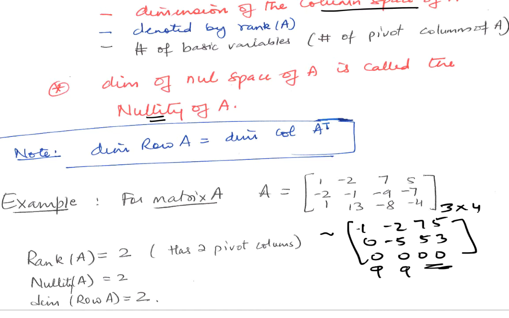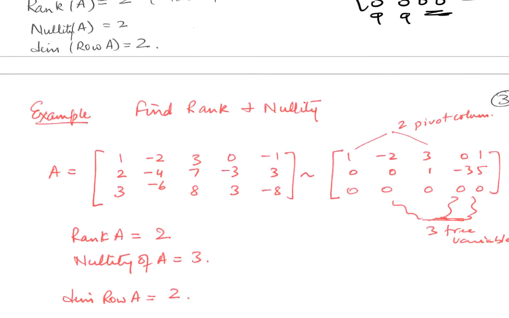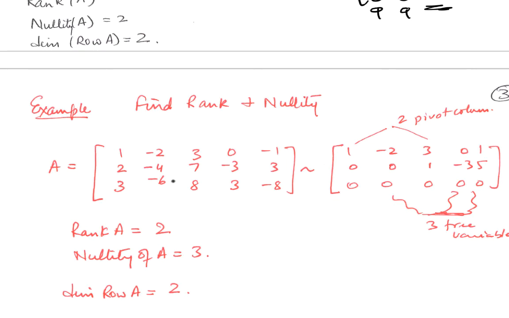Okay, let's look at another example to get a little idea of how to do these problems. So I have this matrix A, which is 3 by 5. Now when you apply the algorithm, we get this kind of a matrix. In this one, there are 2 pivot columns. The first and the third are the pivot columns. That means the rank of A is 2, which also automatically becomes the dimension of the row space of A, because remember, it has only 2 non-zero rows in the echelon form. Now, what is the nullity of A? How many free variables? Columns 2, 4, and 5 represent the 3 free variables. The nullity of A is 3.